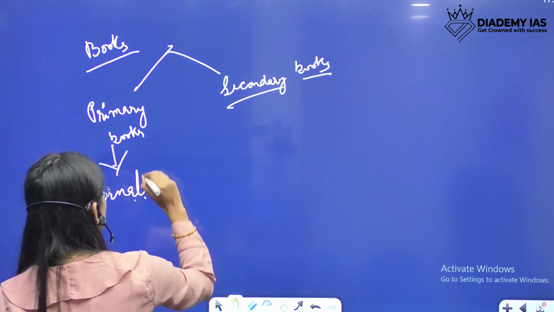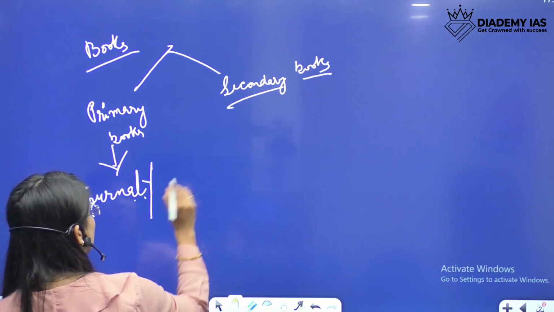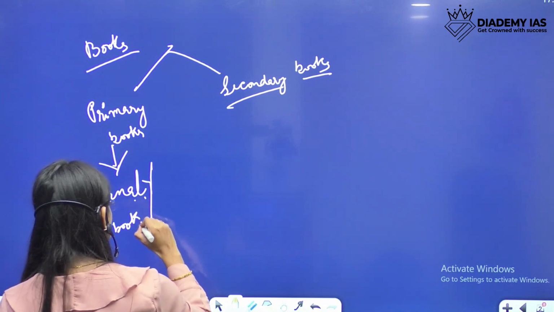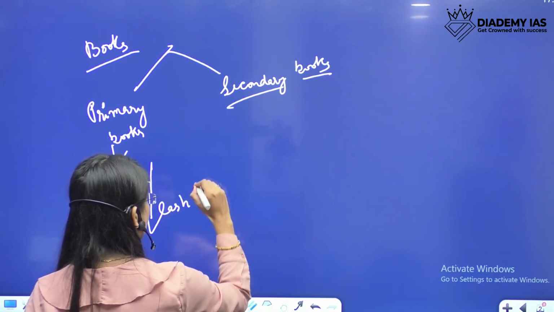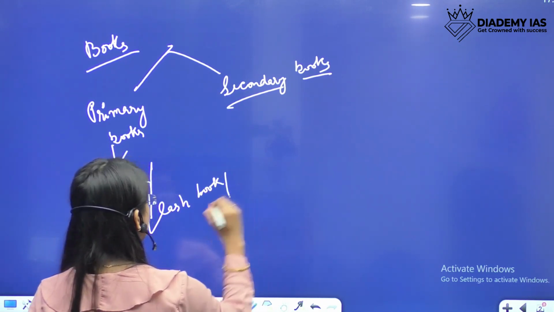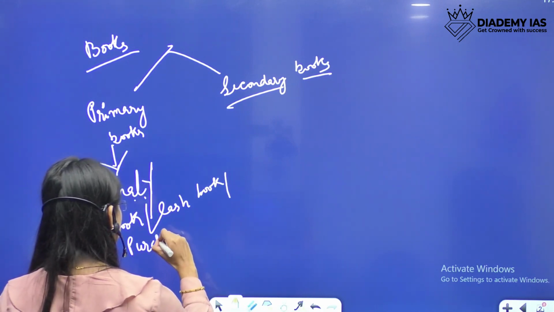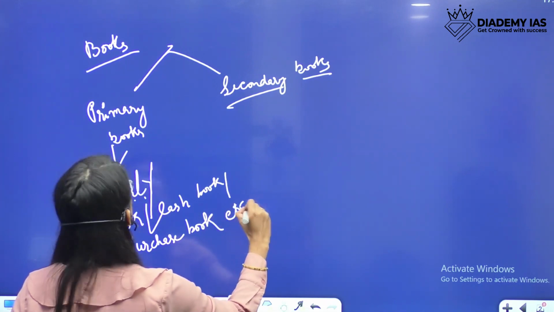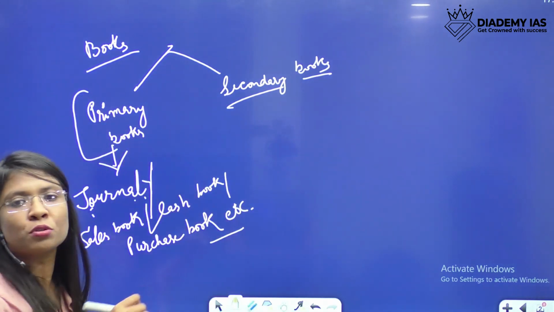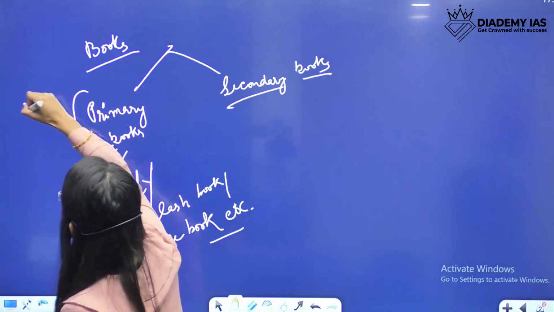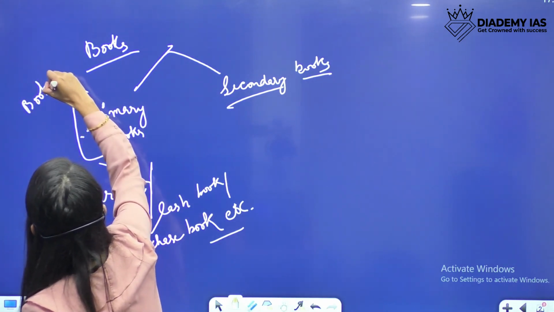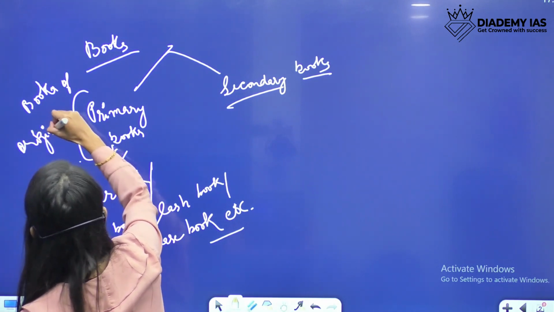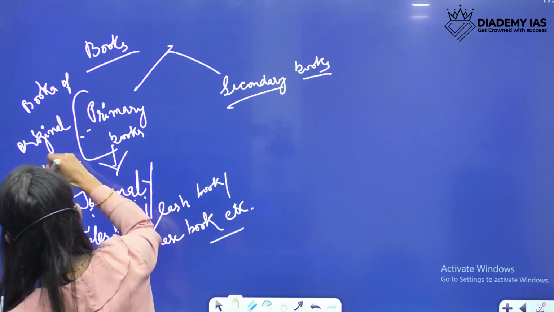Journal, sales book, cash book, purchase book, etc. These books are known as primary books, books of original entry. There is another word for this, which is books of original entry. Please do remember these keywords because they do ask these kinds of words in the paper.